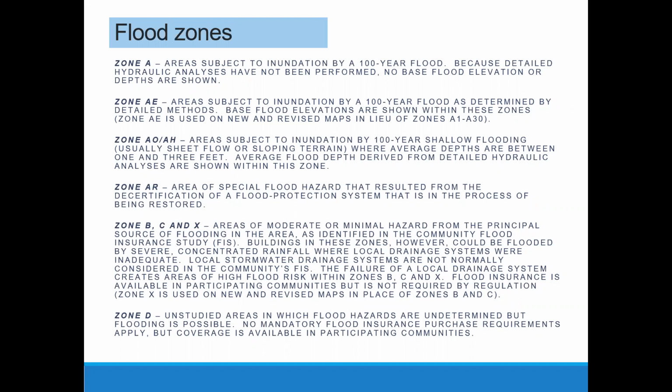Zones B and C are the older versions of shaded and unshaded Zone X. So if you see that, that's what it means. It's moderate and low risk areas. So those would be considered not floodplain. And then Zone D is an unstudied area where flood hazards are possible, but they're not determined. And we don't have any of those in Kansas, but just something to be aware of.